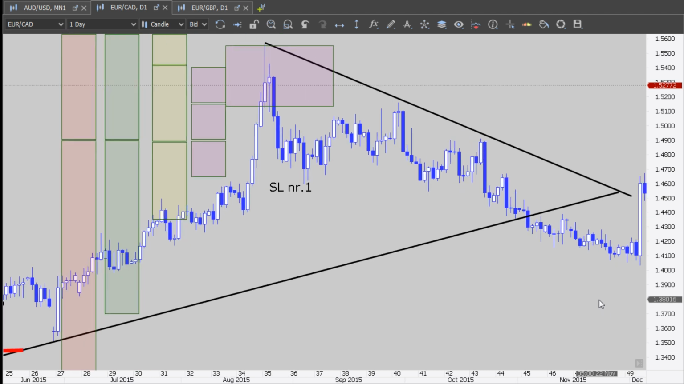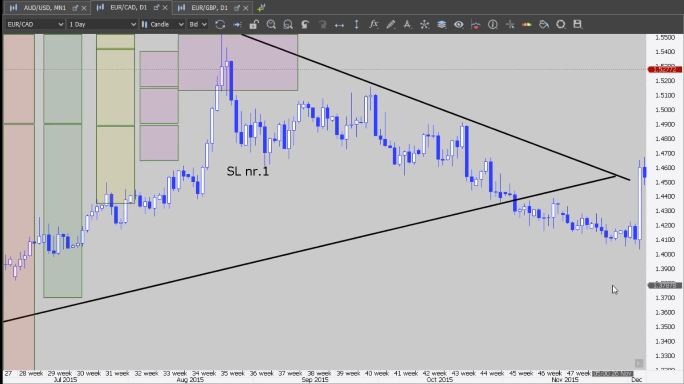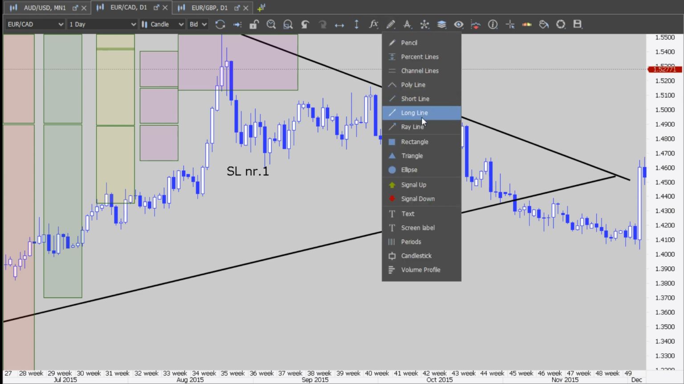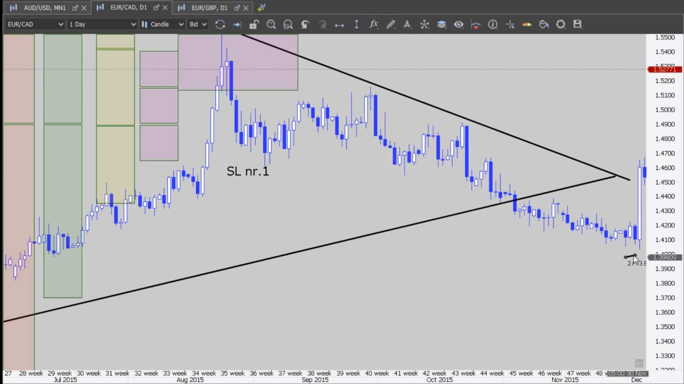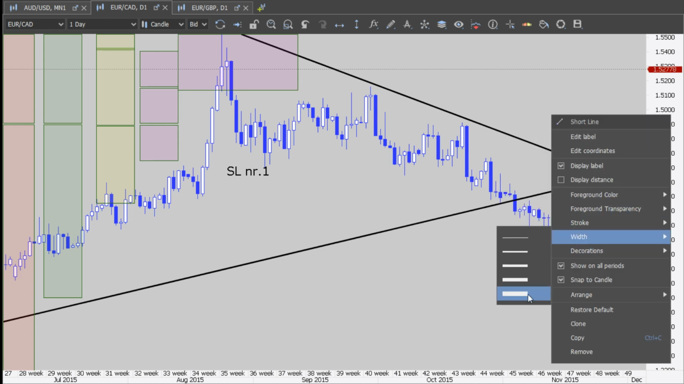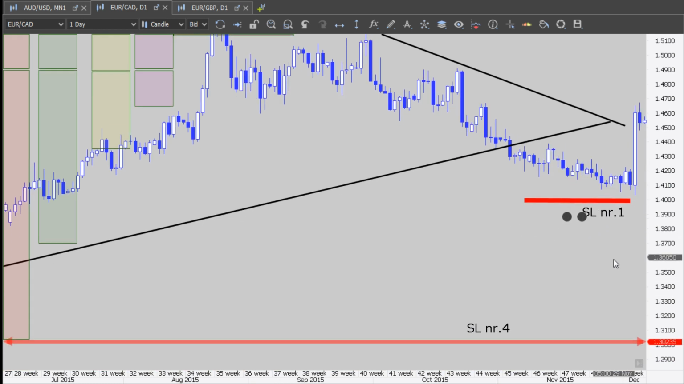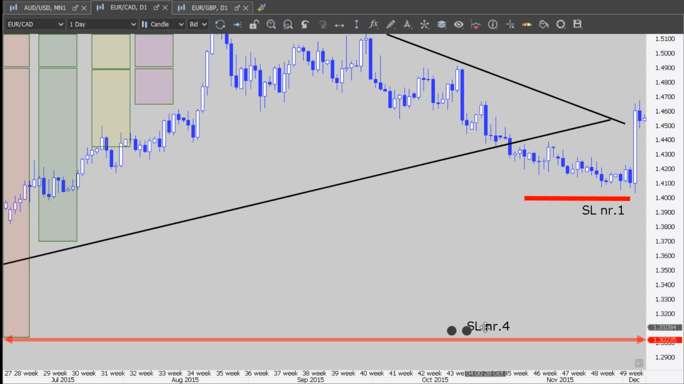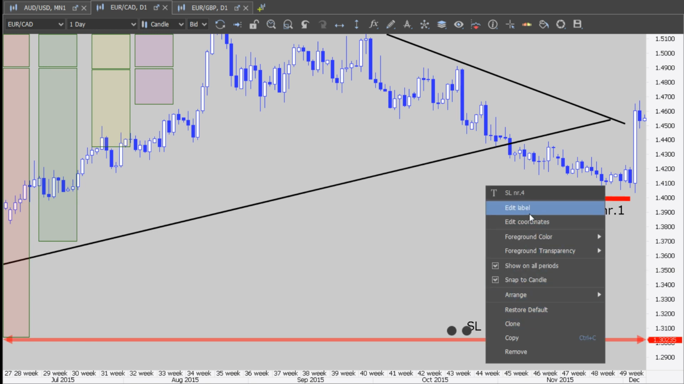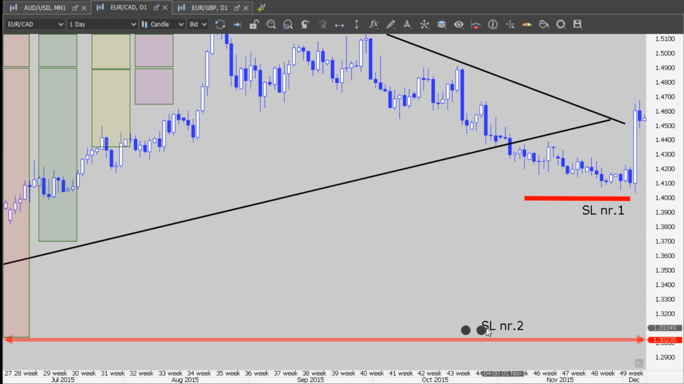Okay, so this is going to be our entry, and again we are going to have stop loss number 1, which is here, and we have stop loss number 2, which is structure. We don't have an uptrend line anymore because the market broke our uptrend line, everybody.